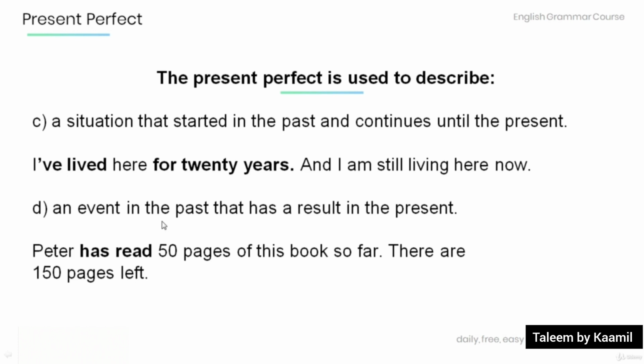D. An event in the past that has a result in the present. For example, Peter has read 50 pages of this book so far. There are 150 pages left.